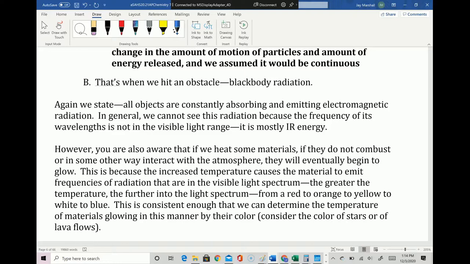All objects are constantly absorbing and emitting electromagnetic radiation. In general, we can't see this because its frequency is not in the visible light range, right? You can't tell that I'm radiating heat, right? Your eyes can't see infrared radiation. But if I got an infrared camera, you've seen how infrared cameras work.